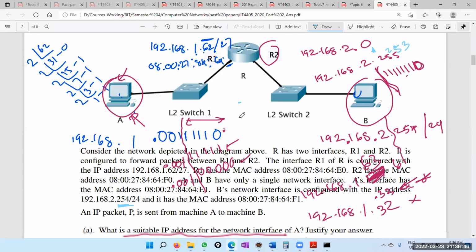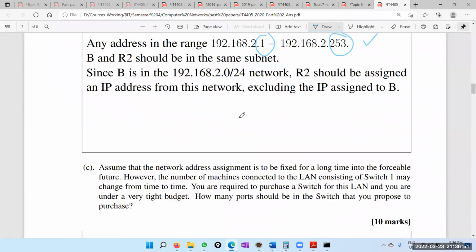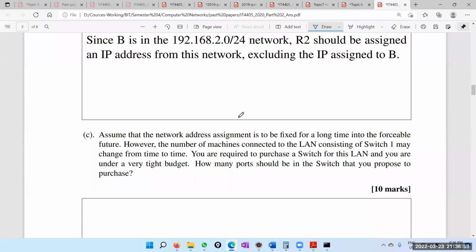Right. So the question C. Assume that the network address assigned is to be fixed for a long time into the foreseeable future. Foreseeable future means the near future. Assume that the network address assignment is to be fixed for a long time into the foreseeable future. However, the number of machines connected to the LAN consisting of switch 1 may change from time to time.